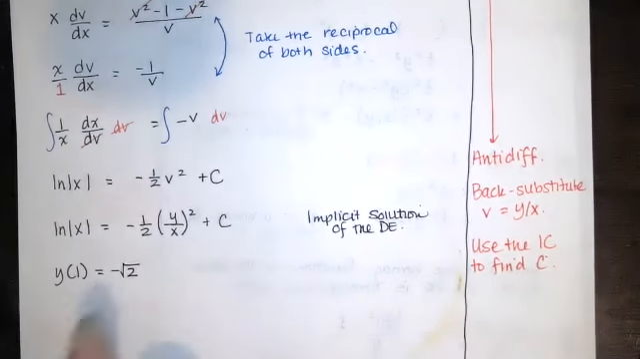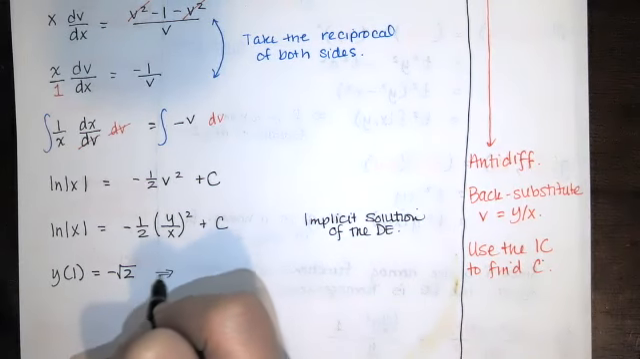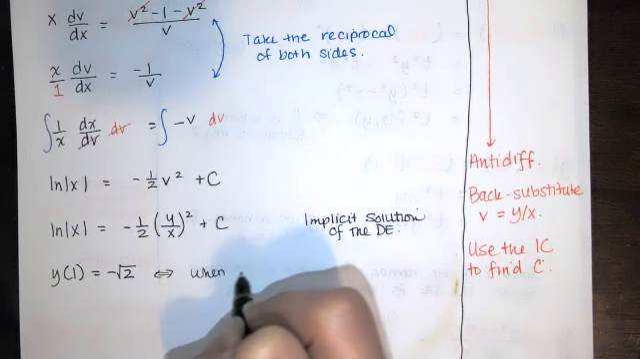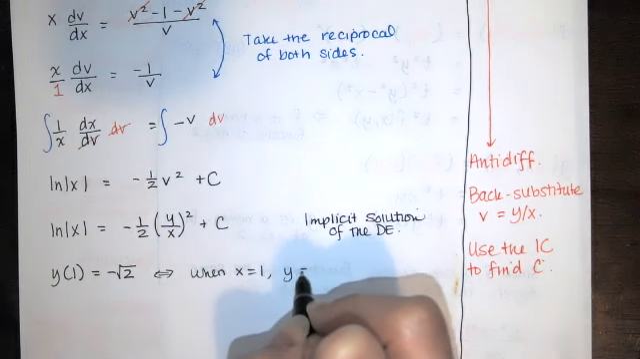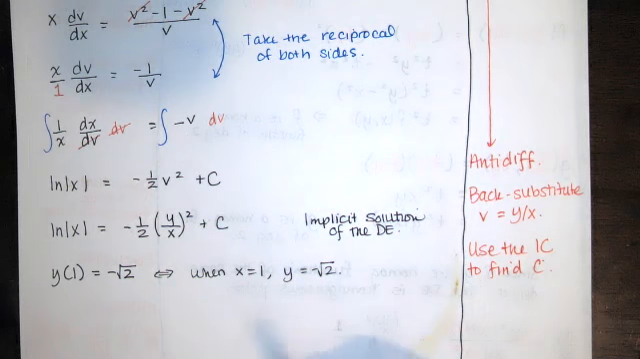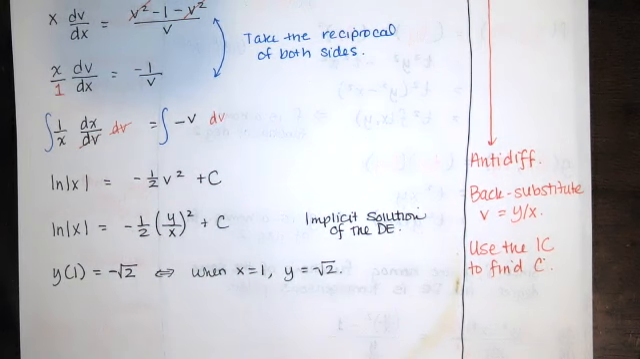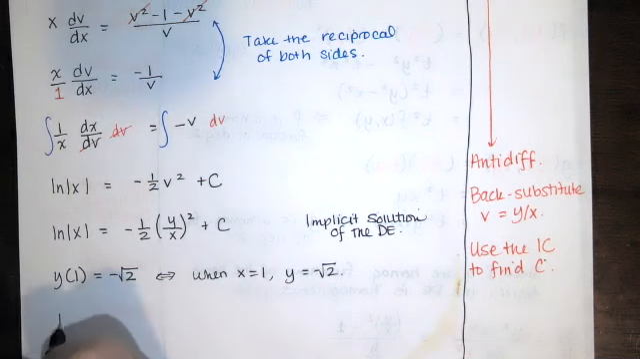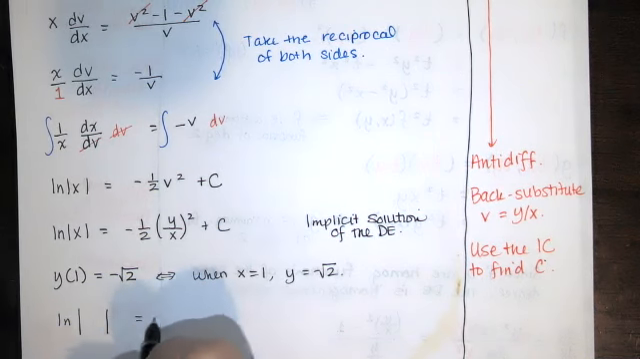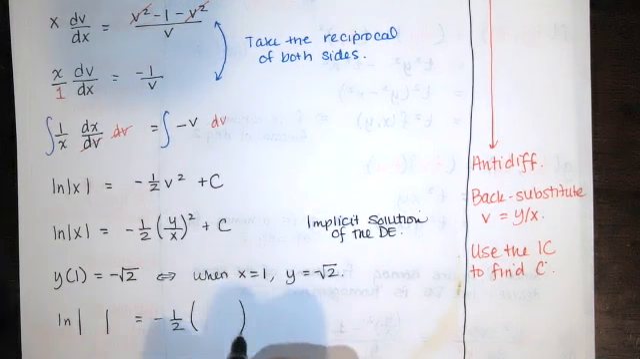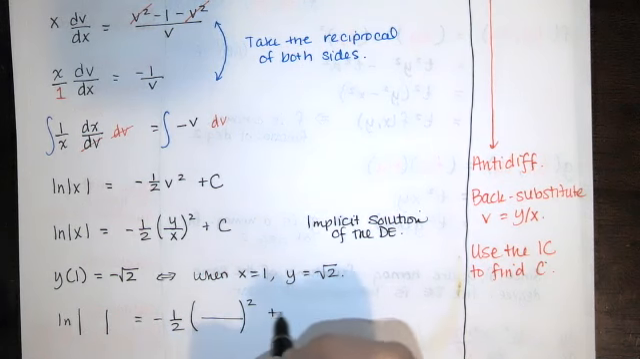So we have y of 1 equals the negative square root of 2, which just means that when x equals 1, y equals the negative square root of 2. So we can substitute x equals 1 and y equals the negative square root of 2 here, and then see what c would have to be. So natural log of the absolute value of x equals negative 1/2 times (y over x) squared plus c.